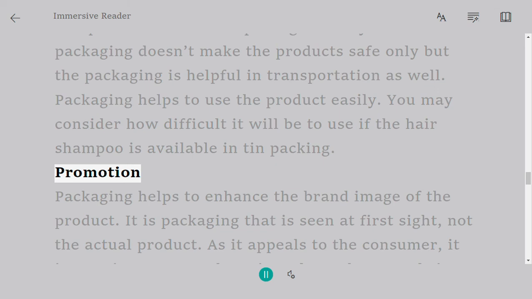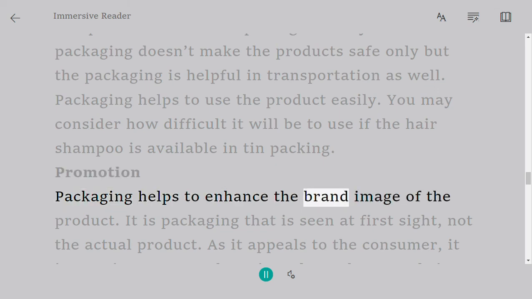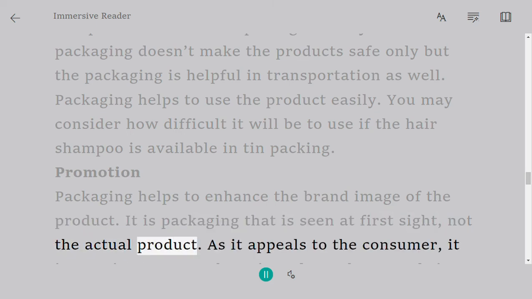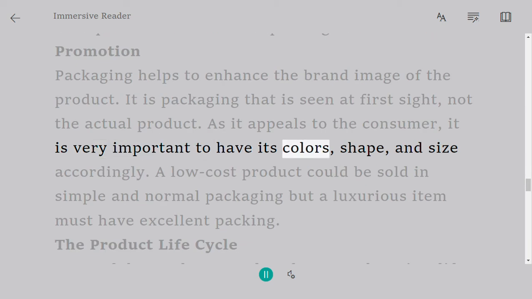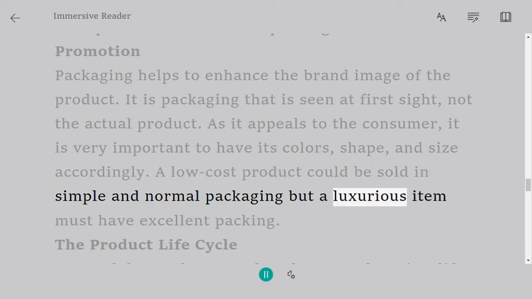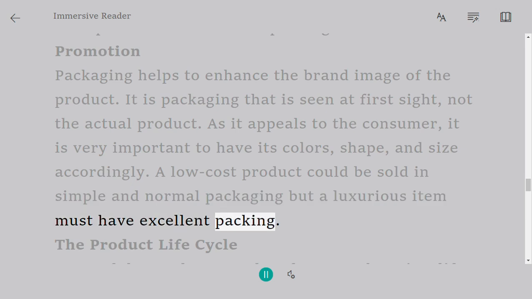Promotion. Packaging helps to enhance the brand image of the product. It is packaging that is seen at first sight, not the actual product. As it appeals to the consumer, it is very important to have its colors, shape, and size accordingly. A low-cost product could be sold in simple and normal packaging, but a luxurious item must have excellent packing.